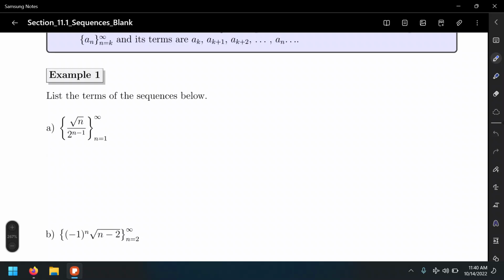Okay, so let's get some practice on this. Let's write or list a few terms here. Of course, this is an infinite sequence. We're not going to write infinitely many terms. We're just going to write a few. All we have to do is plug in n equals 1, comma, n equals 2, comma, n equals 3, etc. Depending on the question, you might be asked to write the first 5 terms, the first 4 terms. I'm going to do the first 3 terms here. We're going to start with n equals 1. So that's the square root of 1 over 2 to the 1 minus 1, comma, the square root of 2 divided by 2 to the 2 minus 1. That corresponds to n equals 2. And the square root of 3 over 2 to the 3 minus 1.